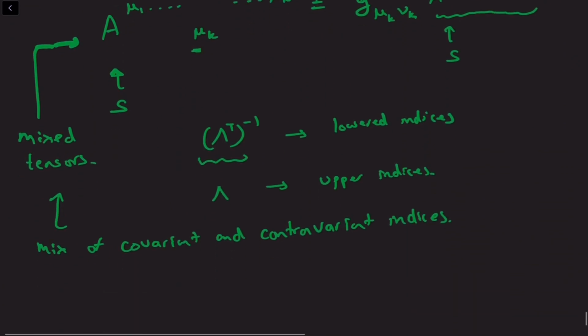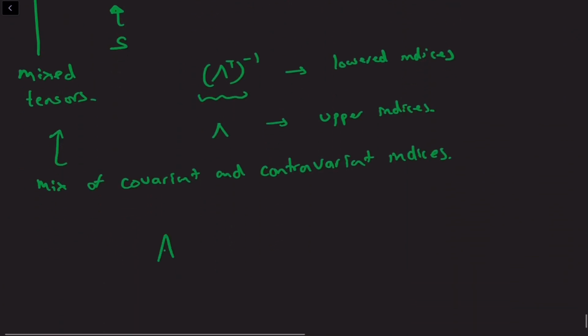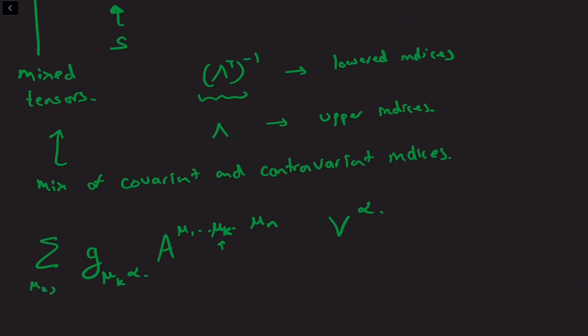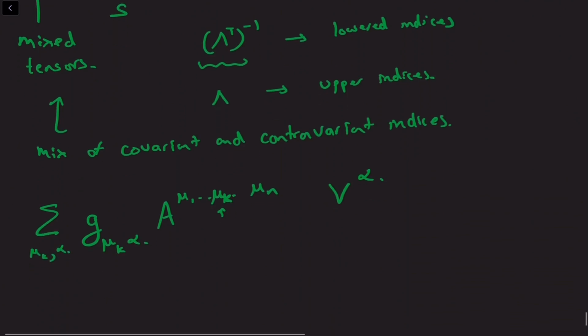So for example, we could take a dot product of a tensor. So again, suppose we want to take a dot product of the kth entry of this with a vector v^α. So what we would do is we would multiply by g, and we would sum over μ_k and α. Okay, so this is some kind of special dot product where we're taking a dot product of v with the kth entry of this tensor.